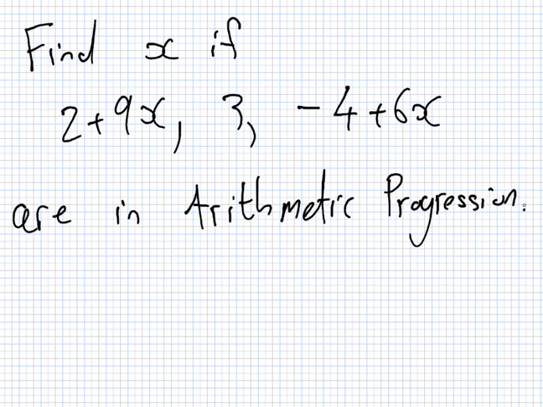So what I tell you is these three numbers, 2 plus 9x, 3, and minus 4 plus 6x, are in arithmetic progression. What that means is they make an arithmetic sequence. In other words, this number I can make into 3 by adding d, and this number I can make into this one by also adding d. That's what I mean by arithmetic progression here. Okay, so then how does that help us to find x?